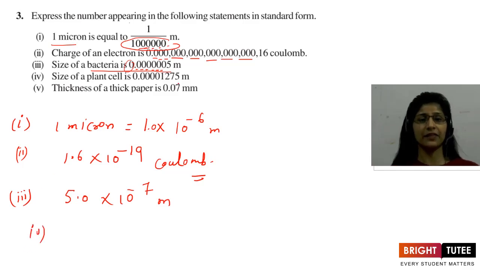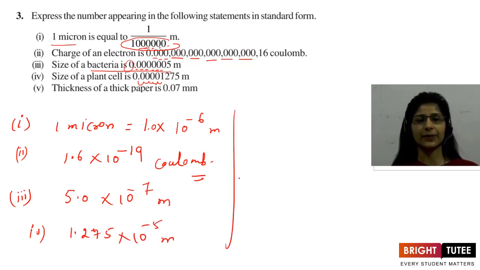In the fourth part, if we see, the decimal should be after what? It should be after 1. So 1, 2, 3, 4, 5. 1.275 into 10 to the power. Which side are we moving? Right side. How many places? 1, 2, 3, 4, 5. So minus 5 because it is right side.